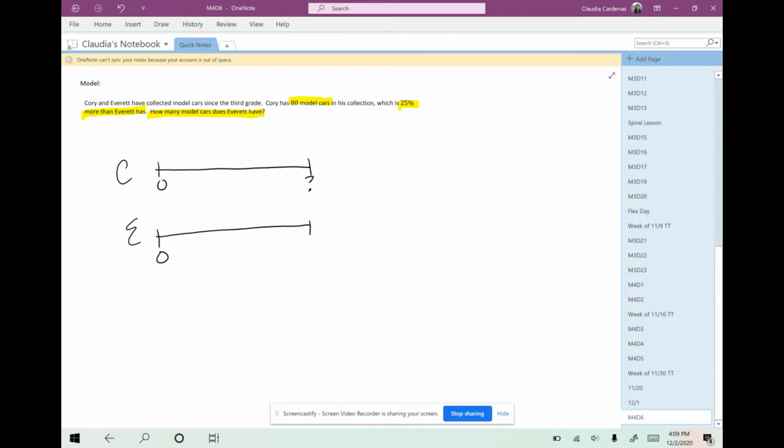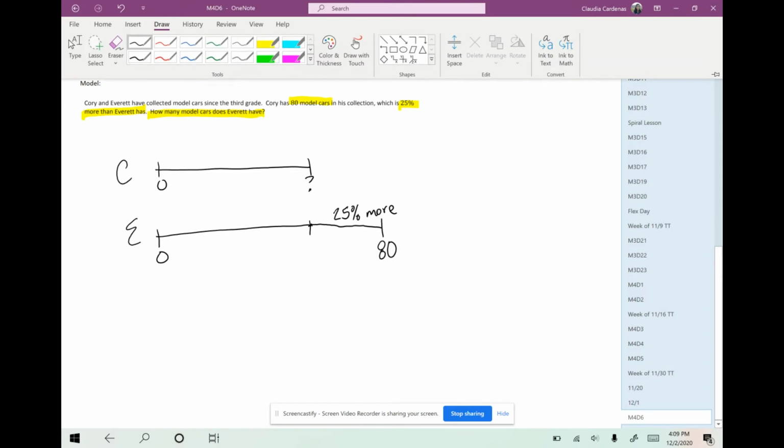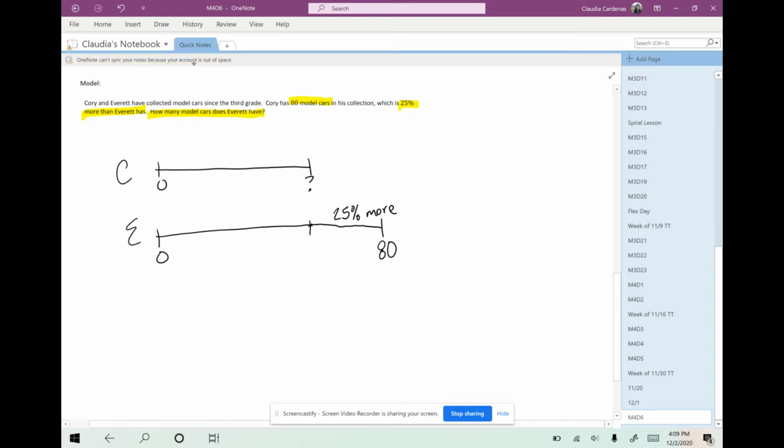But apparently, Corey's number line is actually 25% more than Everett's. So that means it's 25% longer. So let's go ahead and make this a little bit longer and show that this is 25% more than what Everett's number line is. Okay, well, what percent would represent Everett's total cars then? Well, we have 100% of whatever Everett's total amount is. Oops, I'm writing the wrong person. Sorry, this is Corey and this is Everett.